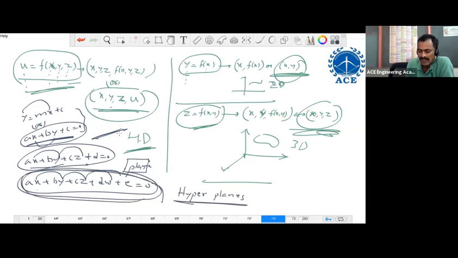This is a straight line. This is a plane. Here onwards, we call them hyperplanes. Linear in 2 variables, straight line. Linear in 3 variables, plane. Linear in 4 variables onwards, we call them hyperplanes.